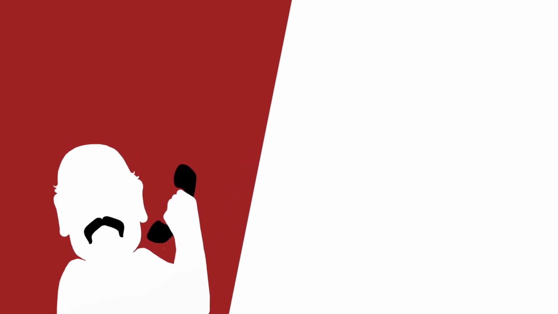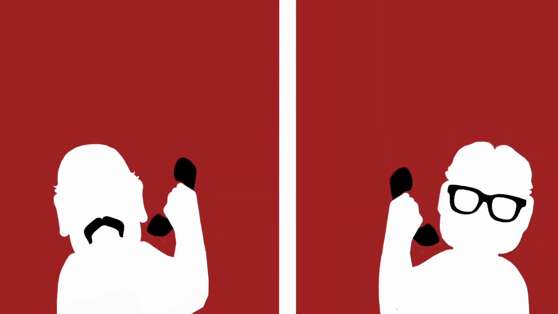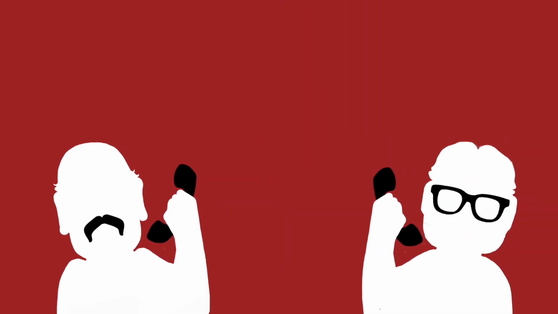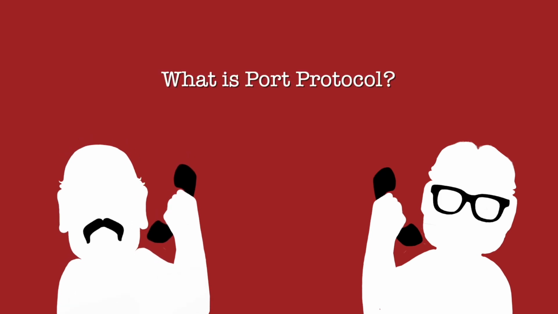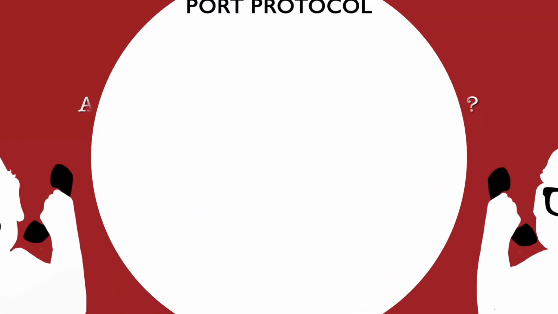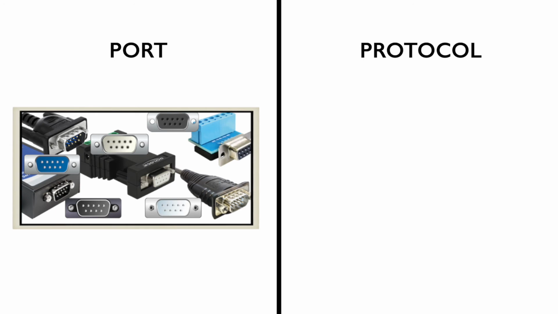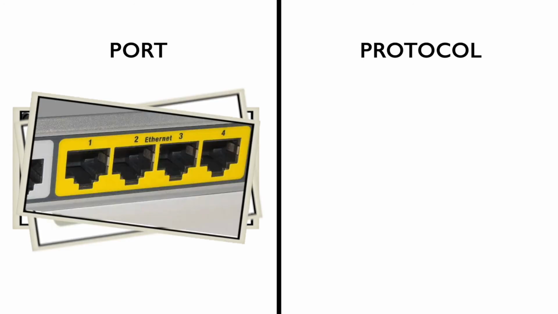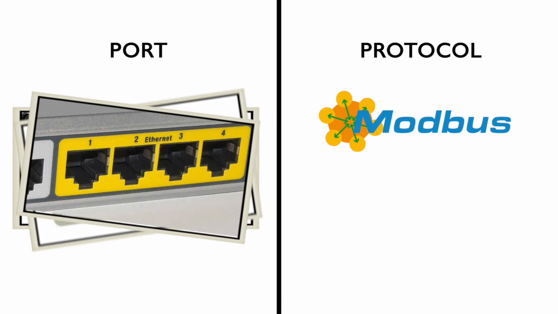So now that we've figured out what these communication ports are, there's another thing called port protocol. So perhaps you can take a moment and explain what that is and how we assign its parameters and so on. Well, port and protocol are kind of two different things. The port is the physical connection. Again, whether it's an RS-485 connection or an Ethernet connection, that's typically referred to as a port. The protocol is the language that you speak over that port, things like Modbus or DNP.